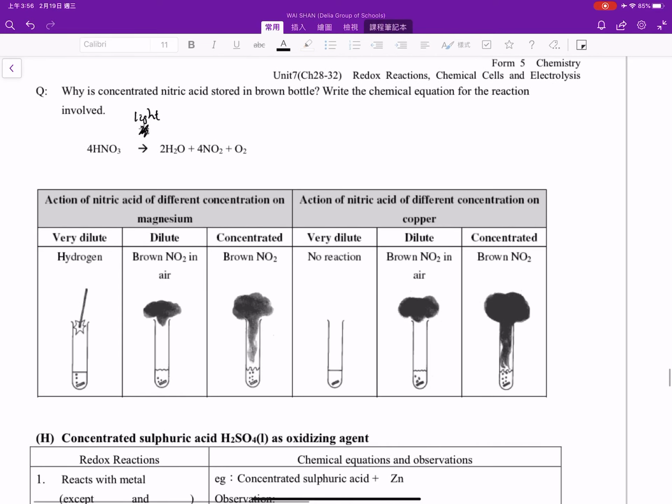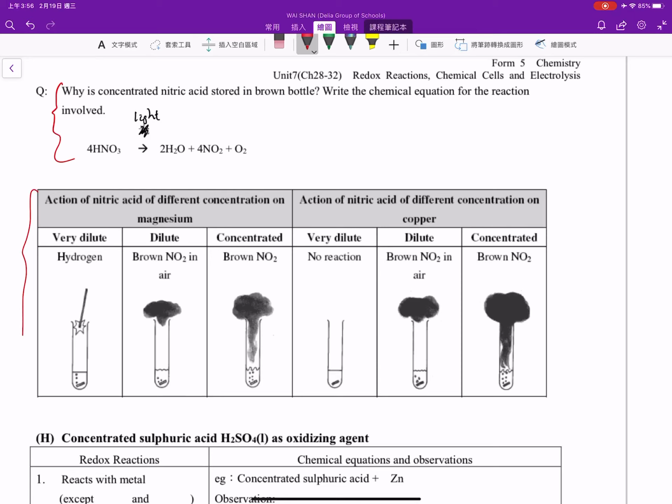And then here, this is just some notes. You can read it by yourself, and this table you can also read. You can try to understand it by yourself, but I will also explain it. I need to explain it, okay? So the first one is magnesium, and then the right hand side is copper. So we can compare these two.